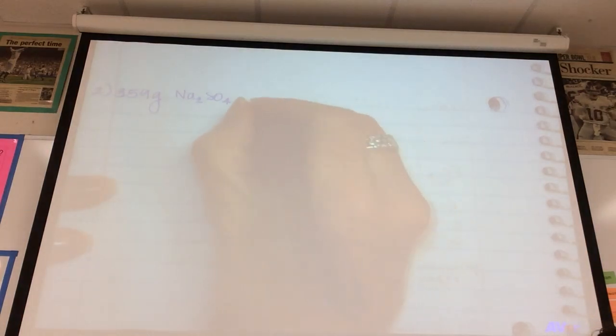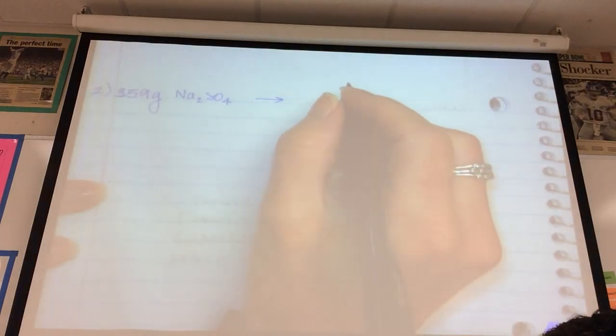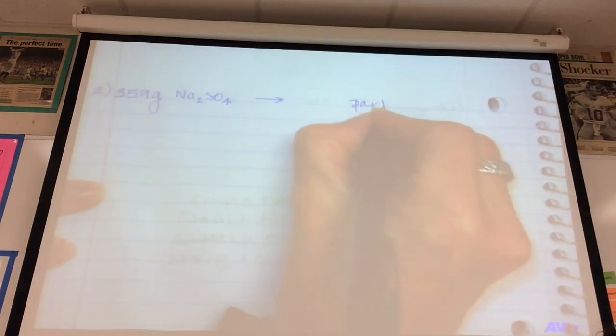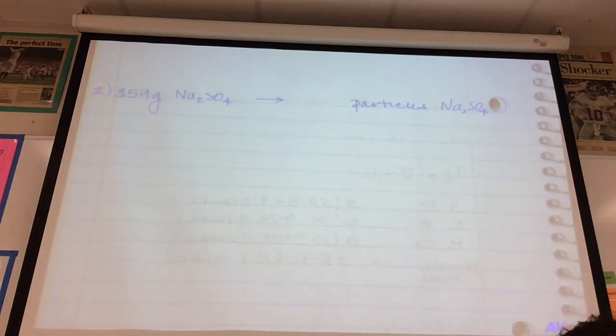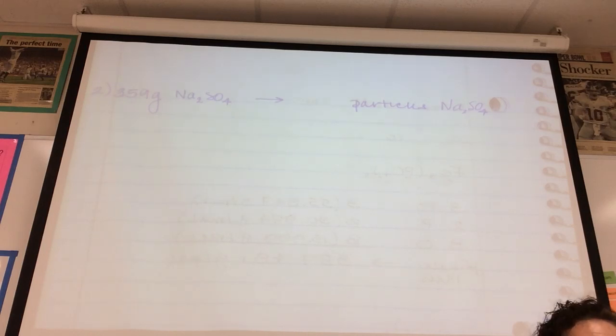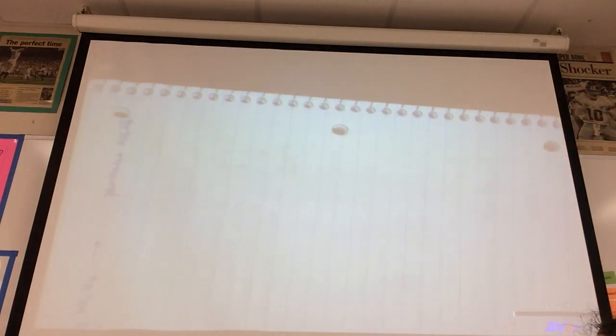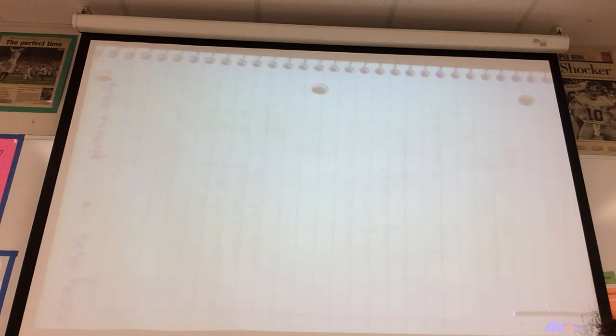And we're going to want to convert to particles of sodium sulfate. Moles is neither given nor asked for. Is it a one-step problem? No, it's got to be more than one step. And so I'm going to turn my paper sideways because otherwise I won't be able to fit. You might, because you don't have to write as big as I do. So what I'm going to look at then is I'm going to set my problem up.